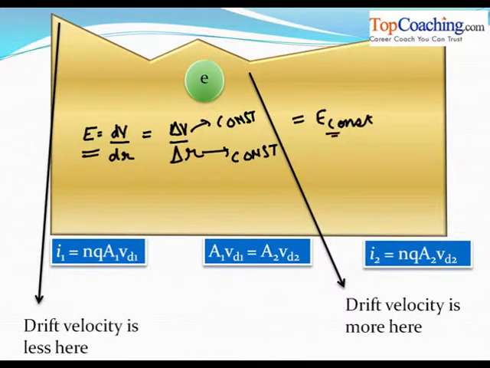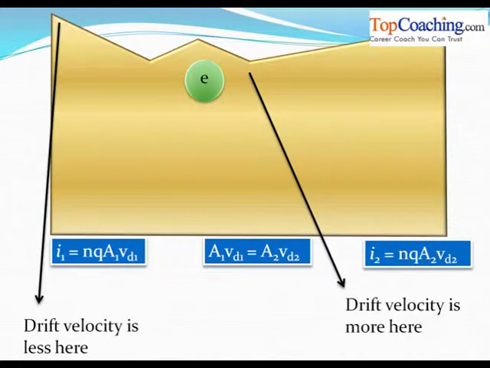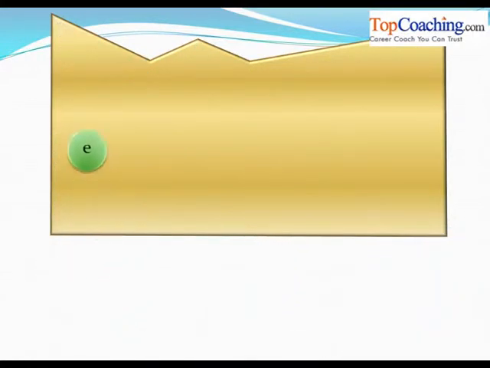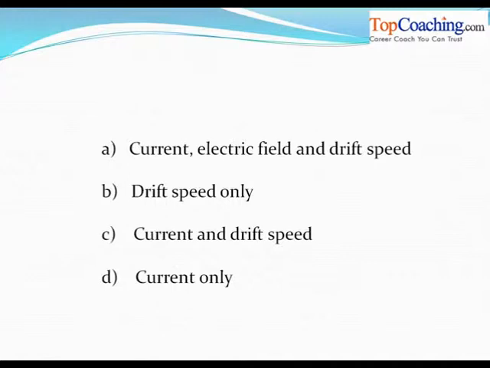Understood? So now let's finally take a look at our options. Let us see which of those options is now correct. Option A said current, electric field and drift speed are constant. This option is clearly wrong. That's because current is constant, electric field can be constant if the potential difference is constant, but the drift speed is definitely not constant. So this option is wrong. Second option says drift speed is constant, but we know that A1 V1 is A2 V2, so the drift speed varies as the area of cross section varies.